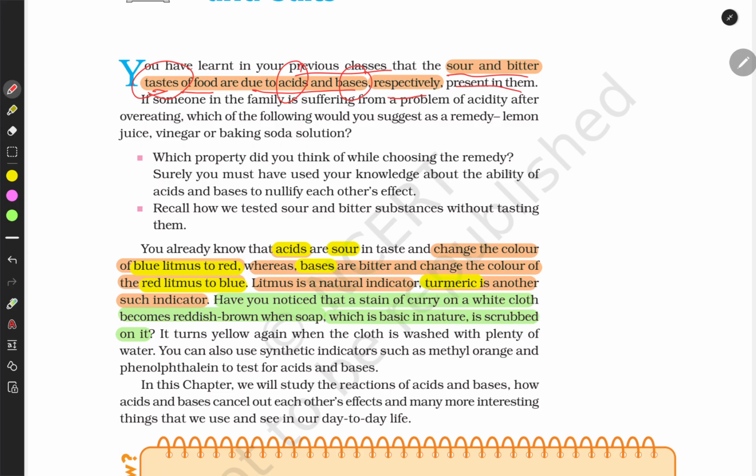If someone in a family is suffering from acidity after overeating, which of the following would be your suggestion as a remedy? Lemon juice, vinegar, baking soda, or solutions? In this video we will learn what would be the better remedy in case of acidity.